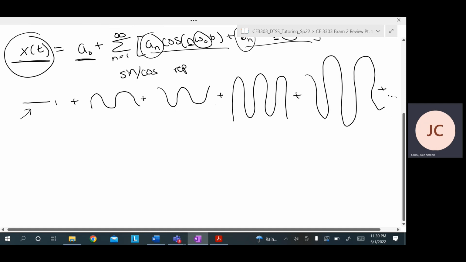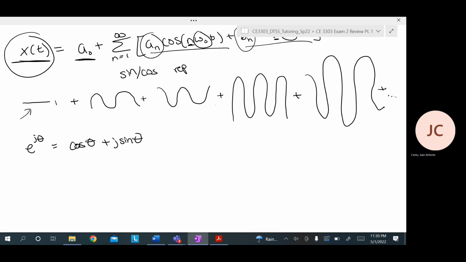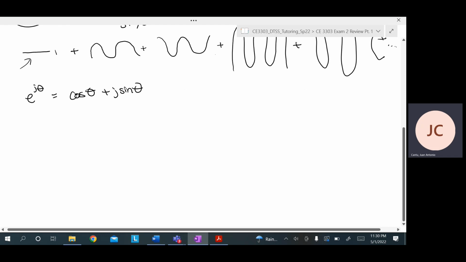And so now, if you remember Euler's formula, we have e to the j theta equal to cosine theta plus j sine theta. So complex exponentials, e to the j theta, are cosines and sines. So another way of writing this Fourier series is through a complex exponential form, and that being x of t is equal to the sum from n equals negative infinity to infinity of x sub n, e to the j n omega naught t.